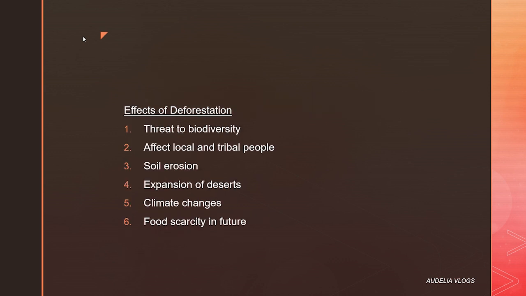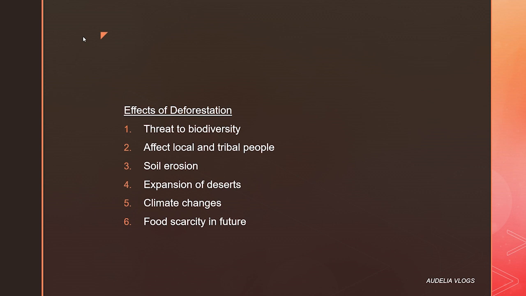Now, effects of deforestation. What are the effects of deforestation? The first one is threat to biodiversity. I told you why we go to see the Silent Valley in Palakkad. Because we can see the biodiversity there. We'll be very happy to see the aesthetics there, the scenery, and it will be a big threat to biodiversity once we cut down the trees.